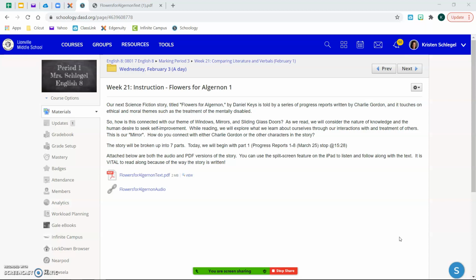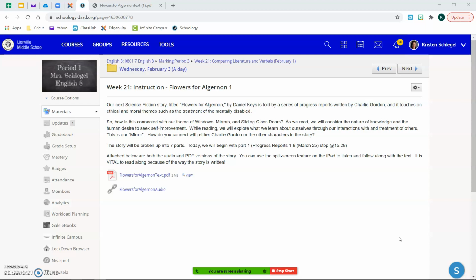So this story is told through a series of progress reports written by the main character, Charlie Gordon. And it touches on ethical and moral themes, such as the treatment of the mentally disabled. So how on earth would this connect with our theme of windows, mirrors, and sliding glass doors? Well, as we read, we're going to consider the nature of knowledge and the human desire to seek self-improvement.